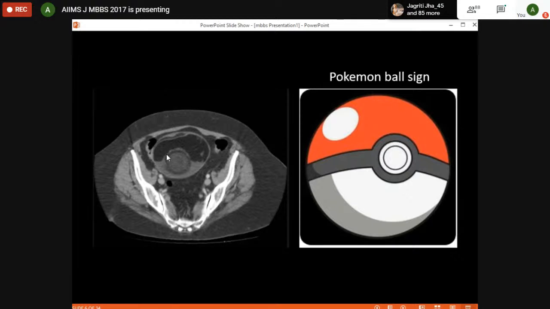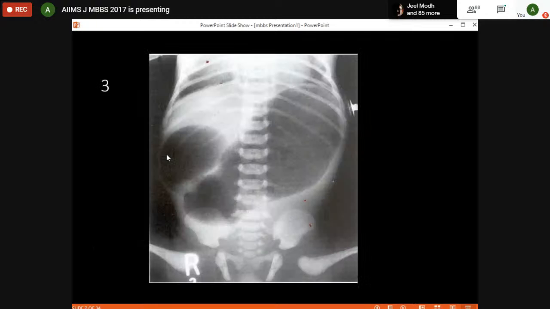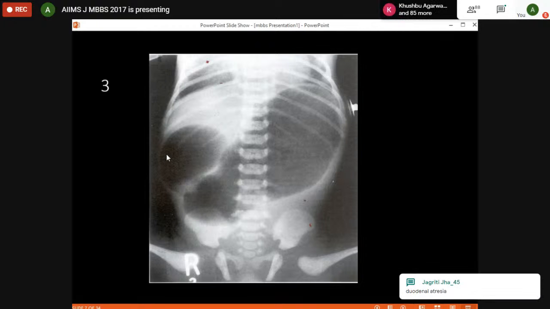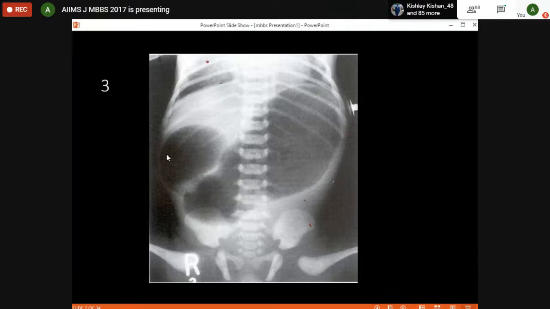So we'll now move on to the next one. So the first one that we saw was the thumb sign. The second one we saw why 2 teeth will be present inside which lesion, and then we saw the Pokemon ball sign. Right. This one. This is a small baby. This is a neonatal X-ray abdomen. Okay, duodenal atresia. I think the slide had already pointed there once too, but okay, good.